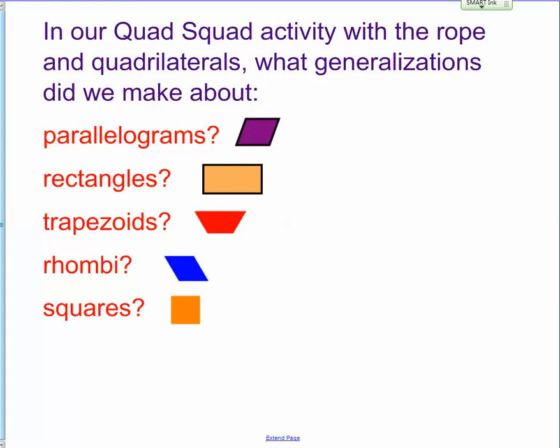And rectangles. Rectangles are parallelograms, but they must have 90-degree angles. So these must be right angles. And trapezoids may only have one pair of parallel sides. The other two cannot be parallel. And generalizations about rhombi, which is the plural of rhombus. This is a parallelogram with four equal sides. And a square. Well, a square has four equal sides, and it has four 90-degree angles, and it's a parallelogram. So a square is a rhombus also. It's a rectangle. It's a parallelogram, but it's not a trapezoid.